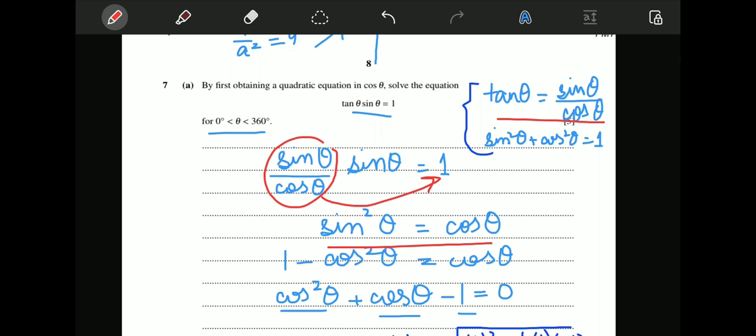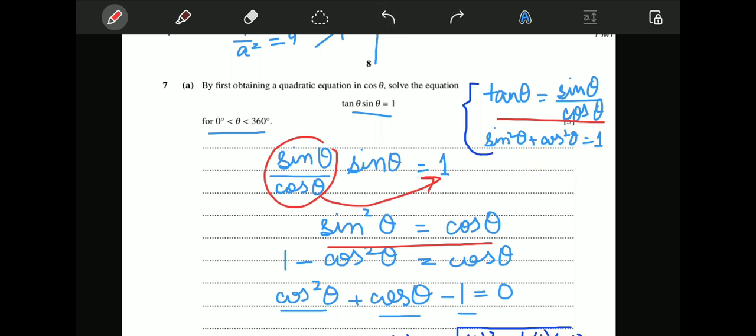Now we have to make it quadratic in cos, so we will use sin square theta plus cos square theta equals 1, which says that sin square theta is equal to 1 minus cos square theta. So we'll substitute that, arrange this, and we'll get cos square theta plus cos theta minus 1. This is quadratic in cos theta now.